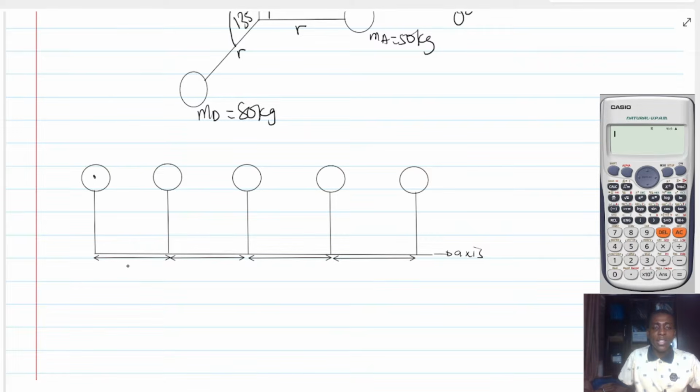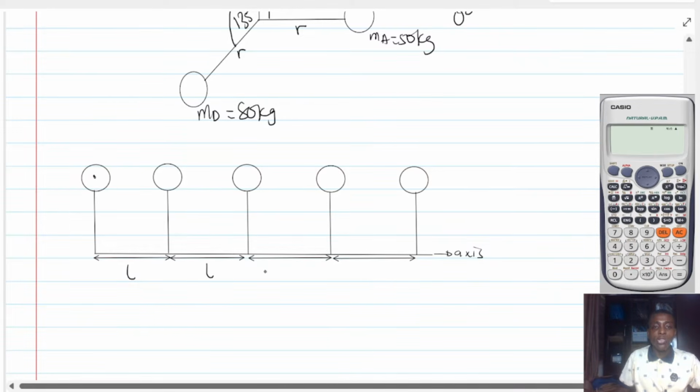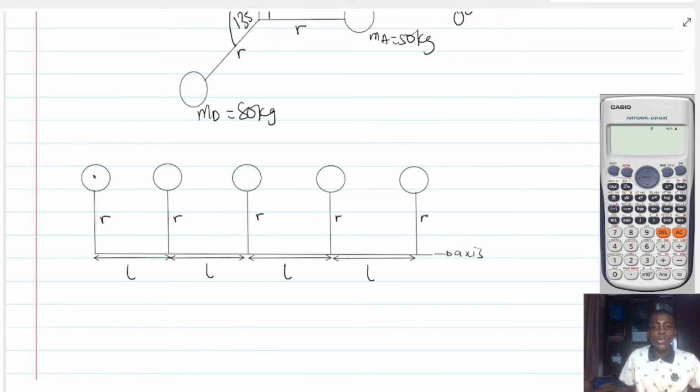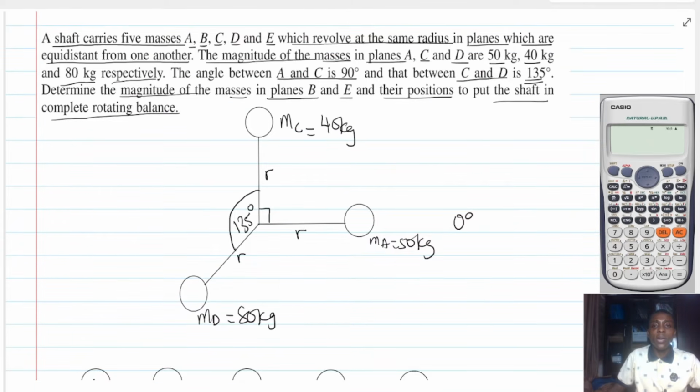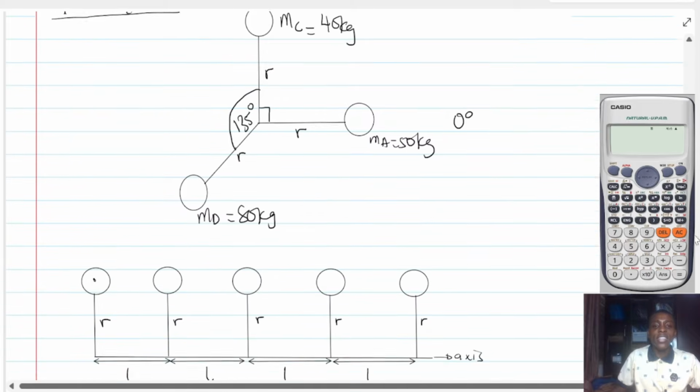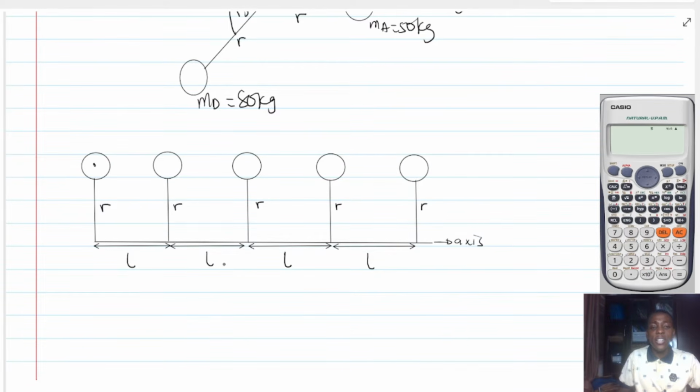All right, so there we are with the masses. Now this is L. In fact, this is also going to be L. This is also going to be L. The radius of rotation is the same. This is coming from the fact that if you look at the problem, it said that they revolve at the same radius, and so that is the R, in planes which are equidistant from each other. And so the distance between any two planes is the same. Now, this is it. So I have mass A, mass B, mass C, mass D, and mass E.